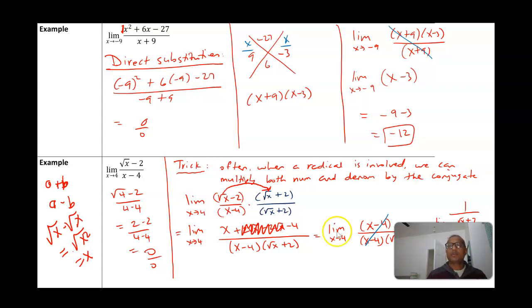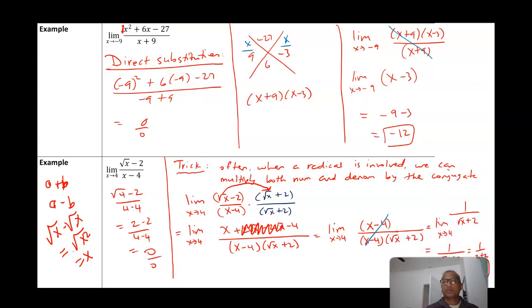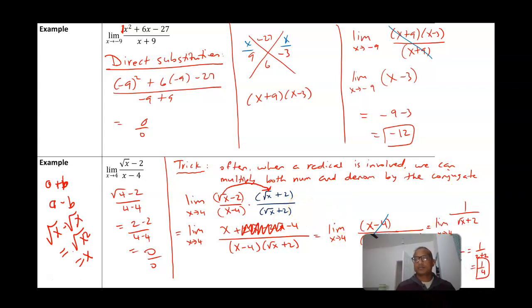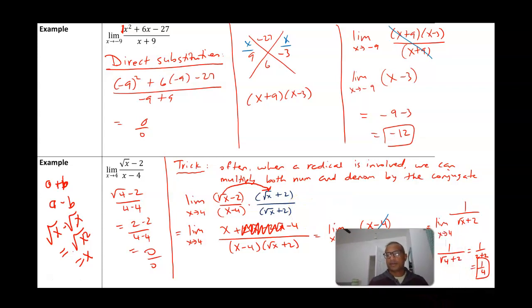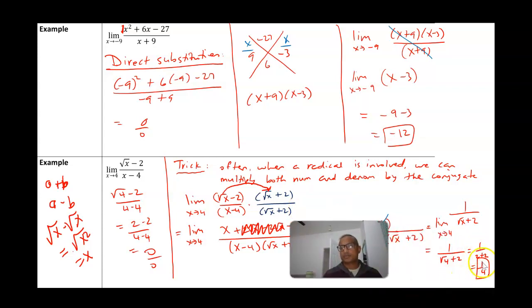At this point, we can do direct substitution. So if we do direct substitution, notice that we have 1 over radical 4 plus 2. Radical 4 is 2, so if I have 1 over 2 plus 2, that gives you 1/4. And you can verify this graphically. So graph this rational function and take a look at what happens as x approaches 4. You can see that the function is going to approach 1/4.